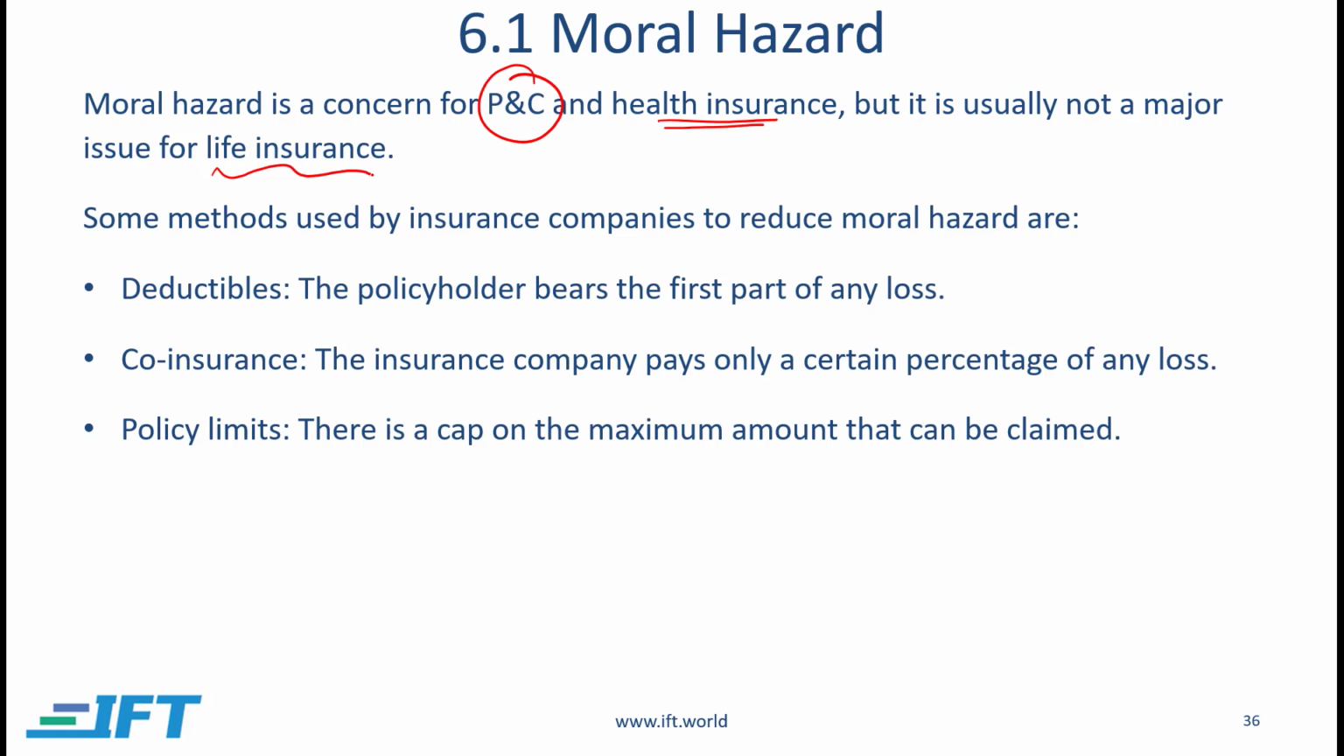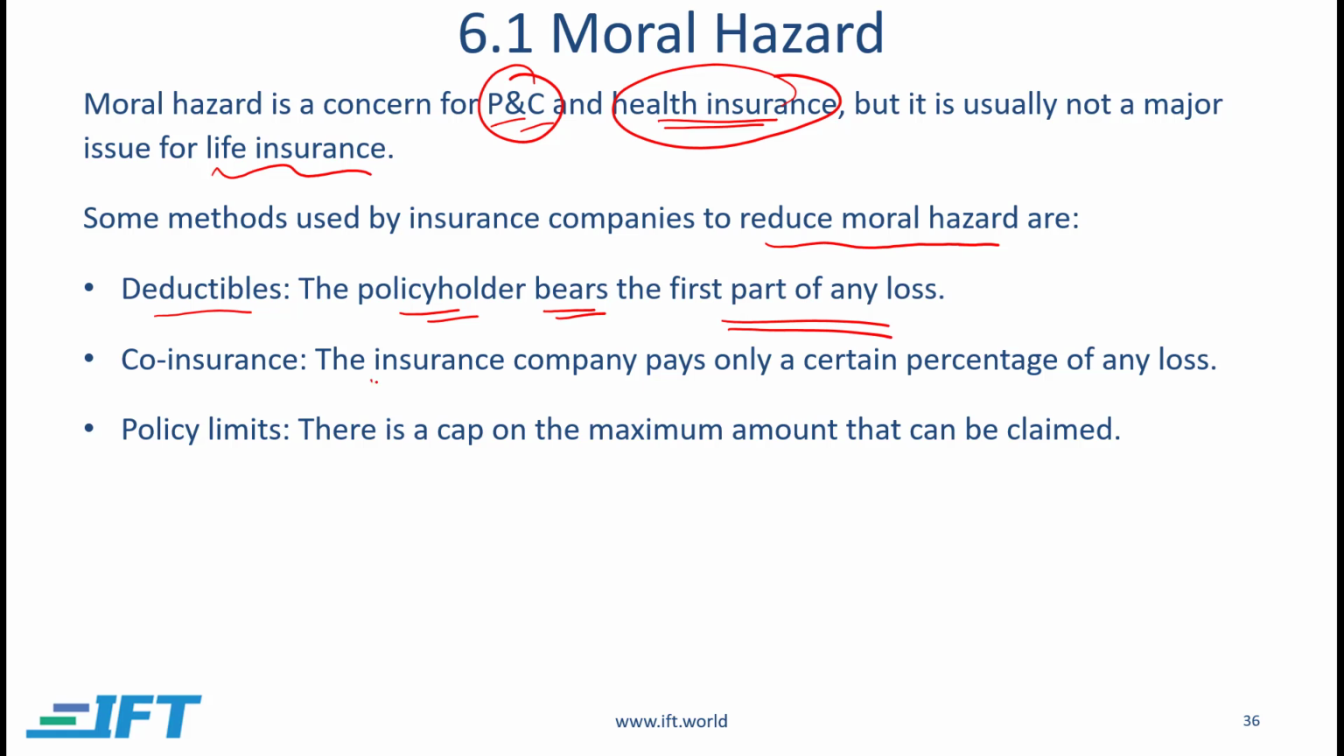Now, how do insurance companies go about trying to reduce moral hazard? Number one, you can have deductibles. What does that mean? If, for example, there is any claim on a health insurance policy or a property and casualty insurance policy, the policyholder bears the first part of any loss, right? That encourages them to mitigate any possibility of losses, right?